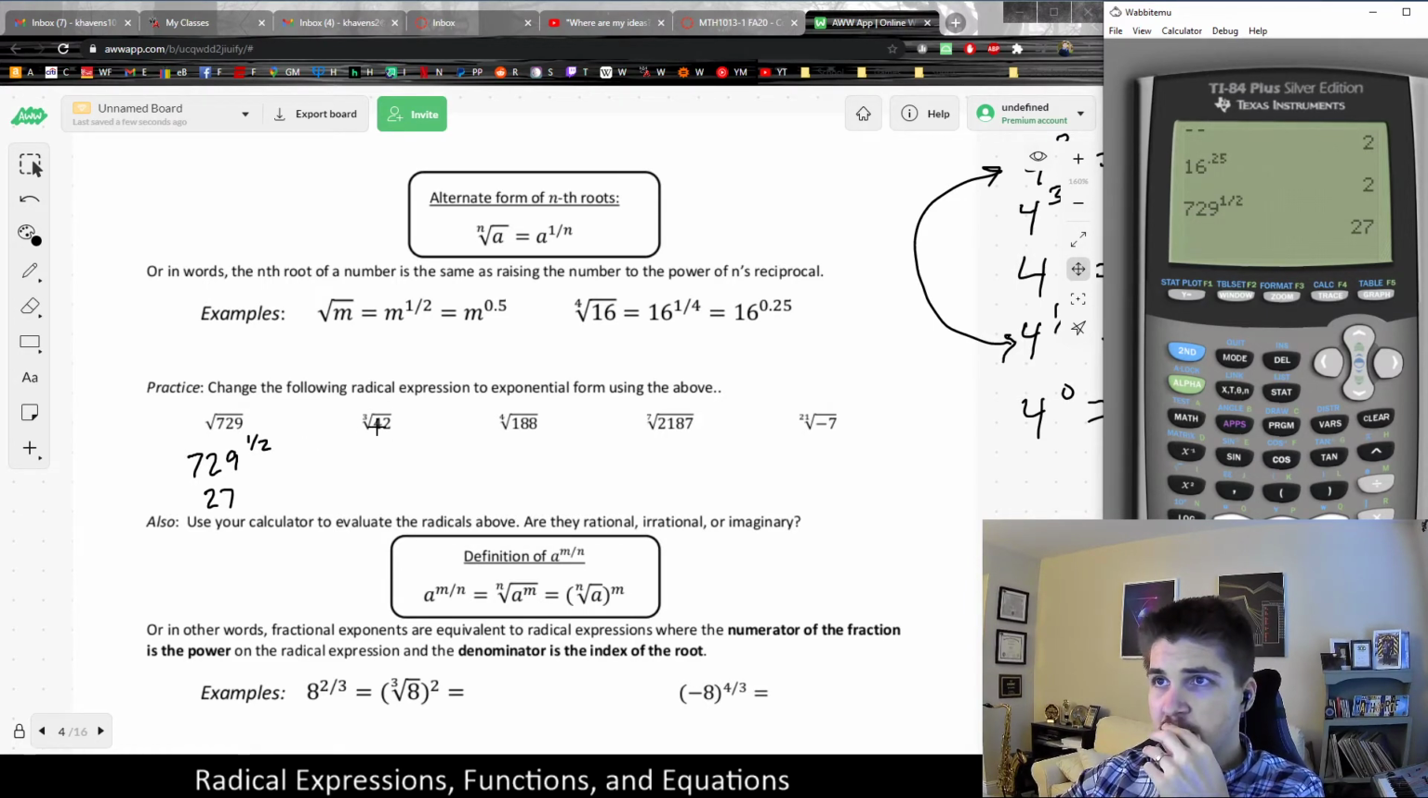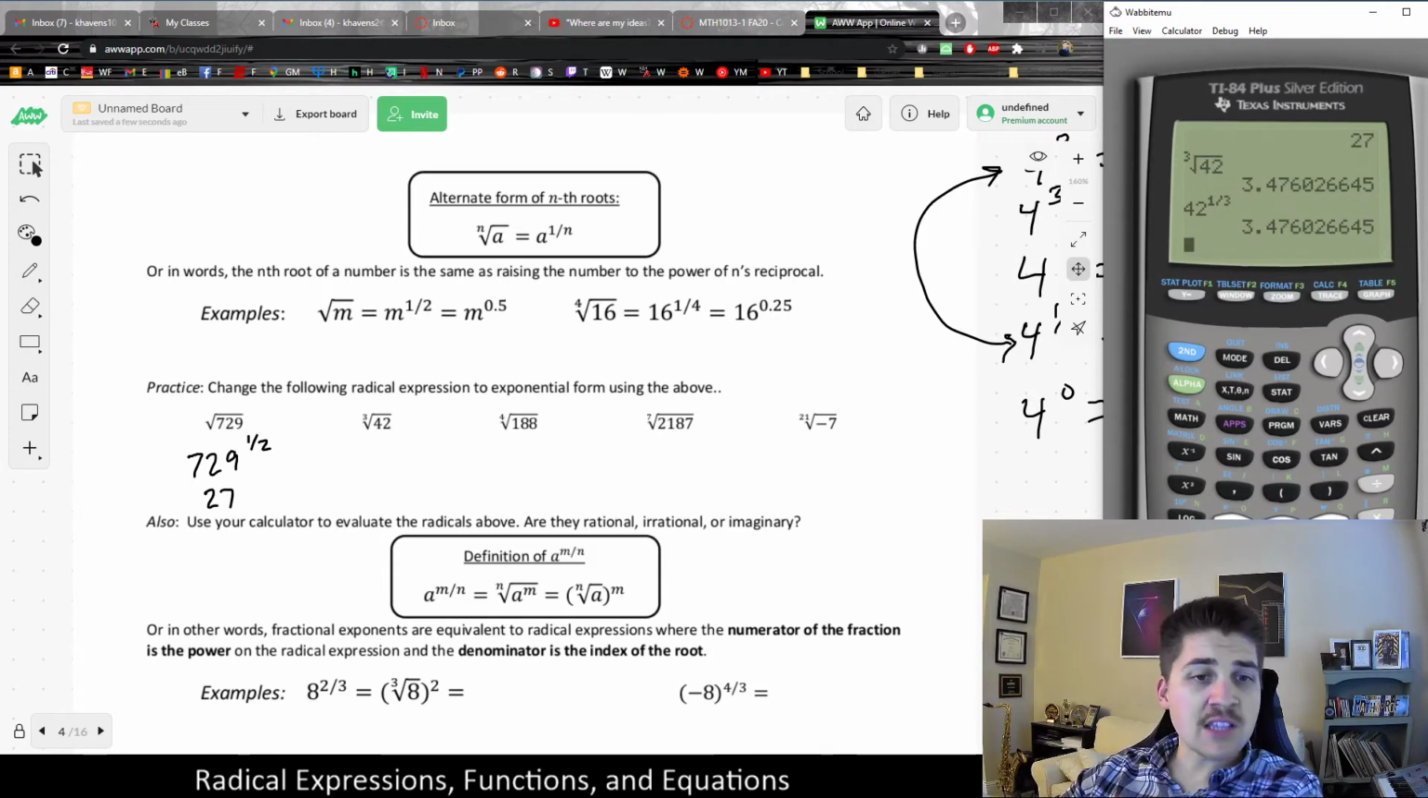Or say I wanted to do the cube root of 42. There is no easy answer, since 42 is not a perfect cube, it's not going to be a nice pretty answer. And of course we could always evaluate what that would be with the calculator, getting an irrational value. We could also do that just by taking 42 and raising it to the 1/3 power.